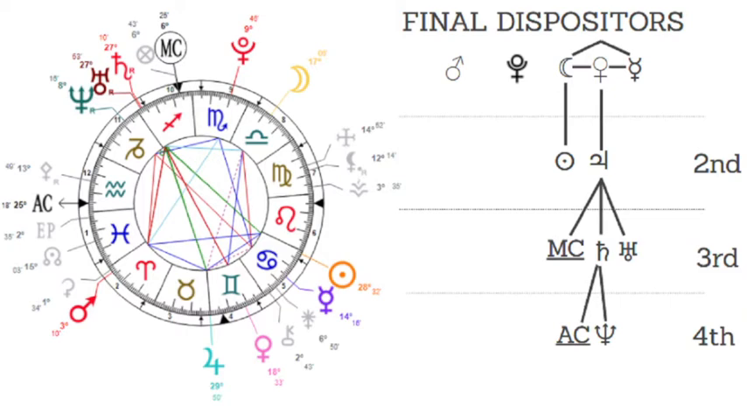And that is rare to have in a chart. Something more common would be mutual reception. When two planets are in each other's sign of domicile, they both qualify as final dispositors, and that is called mutual reception, since each of the energies involved are mutually receptive to one another.